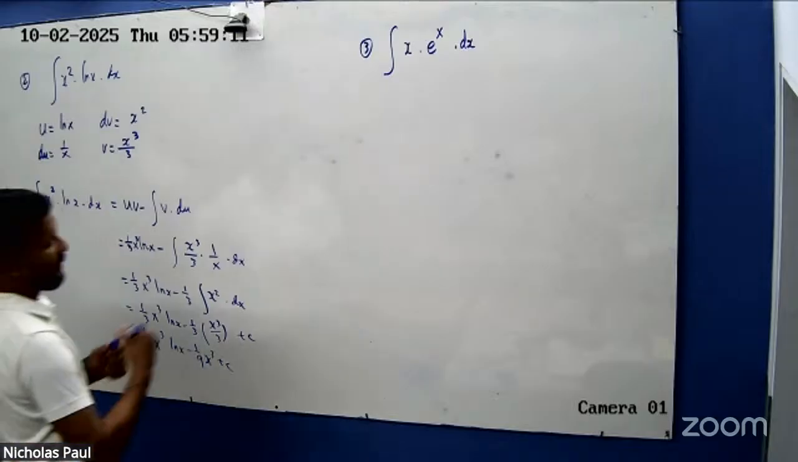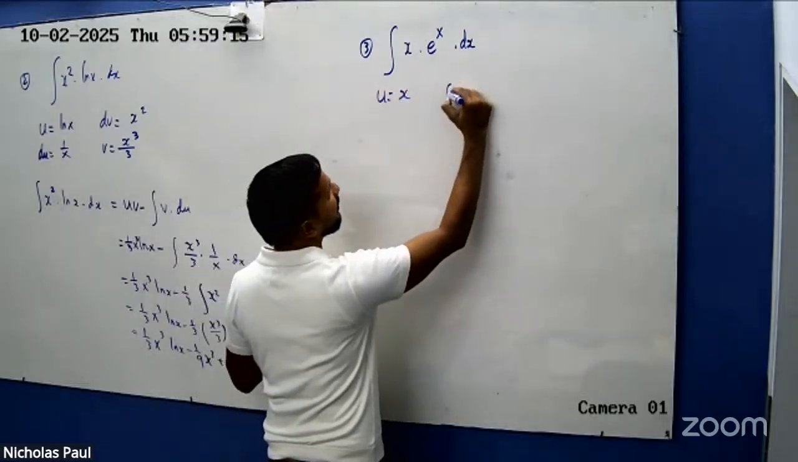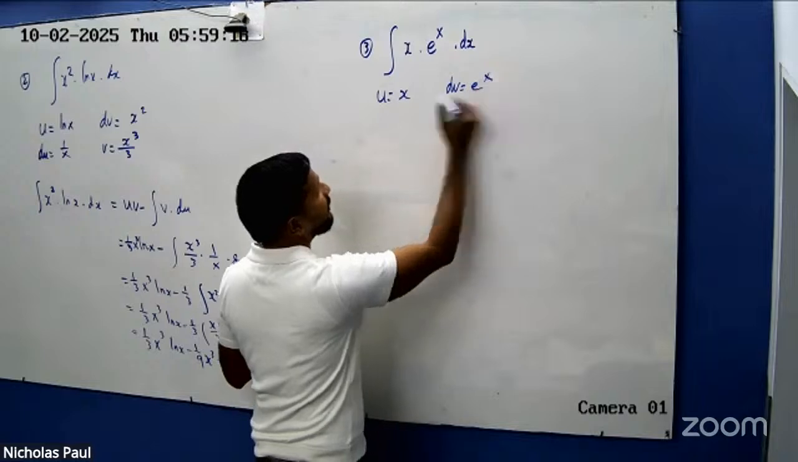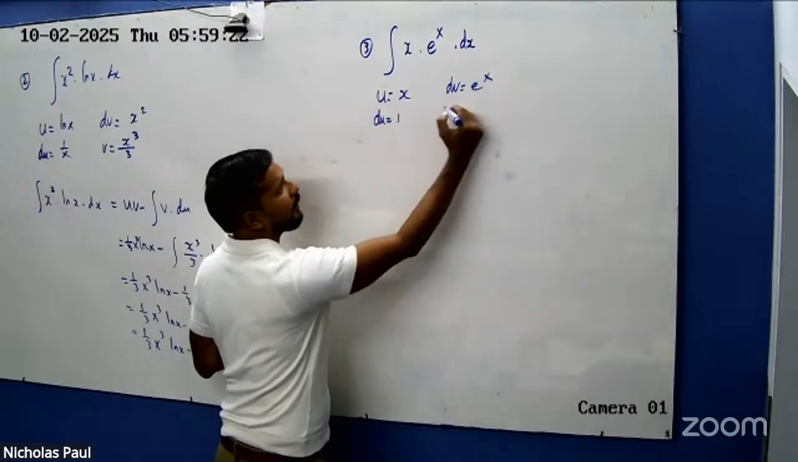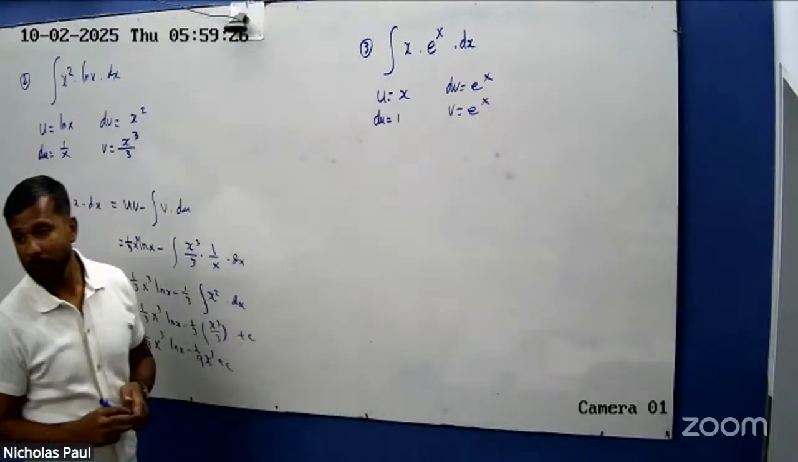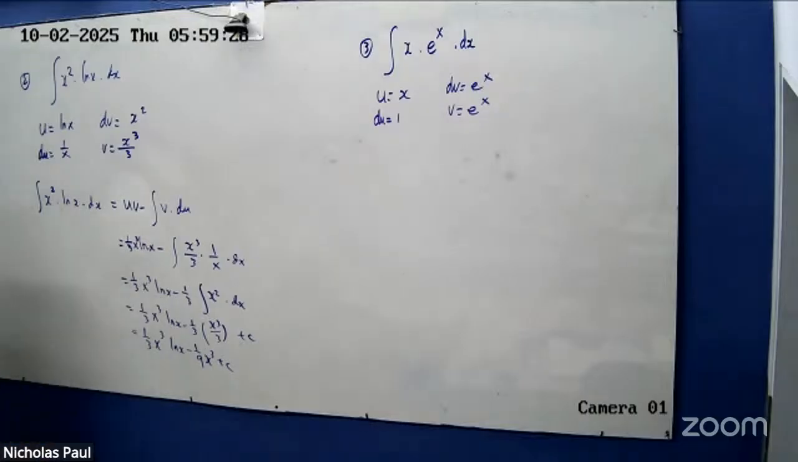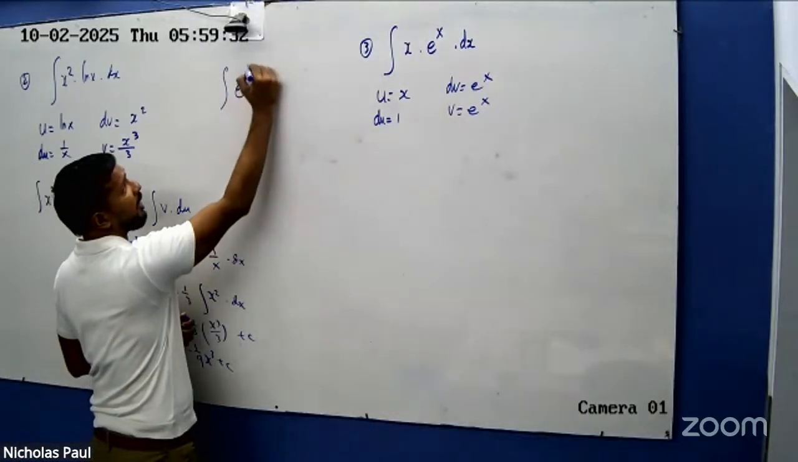Right? What's the integral of e to the x? So the differential of x is 1. The integral of e to the x is e to the x. That's it. What's the actual rule though? What's the integral of e to the f of x?